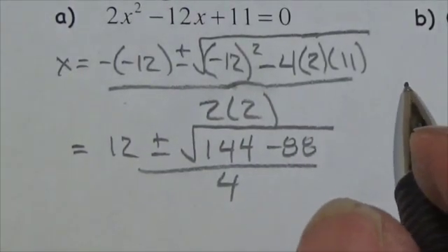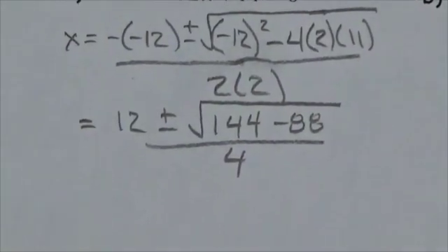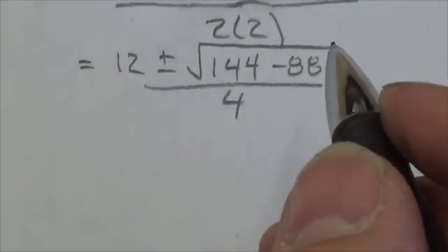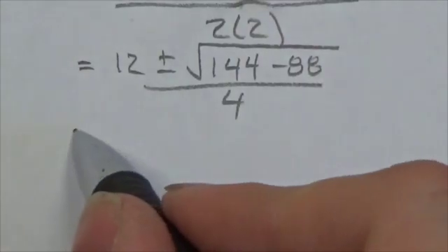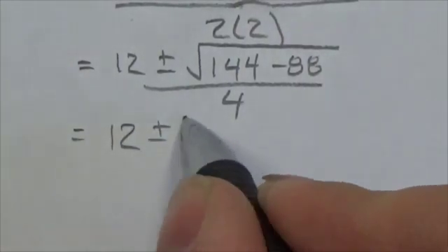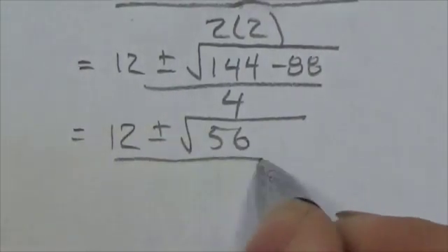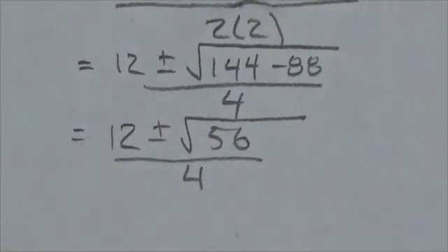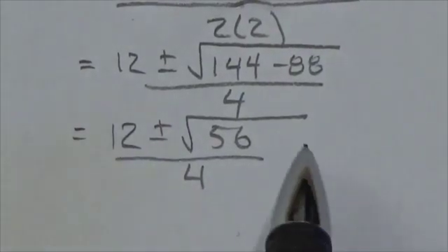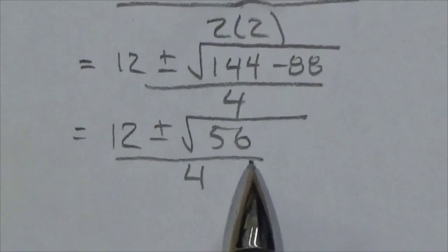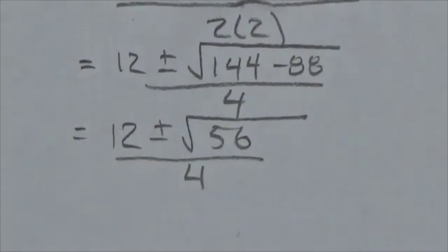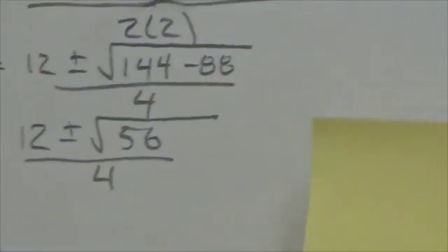Okay? Now we're going to rewrite the, oh, don't have enough room there. So this is going to be 12 plus or minus the square root of 56 over 4. All right, well now the expectation is going to be that we're going to be able to tear apart that 56. Now, let me show you how I would normally do this here. I'm going to just do this in a little scrap here.